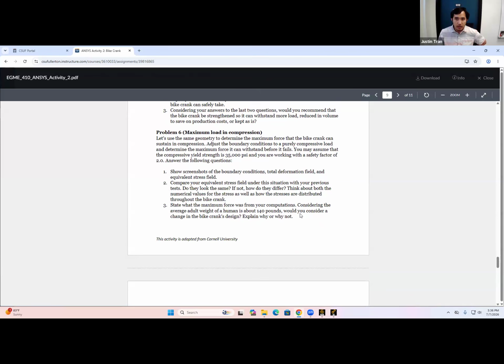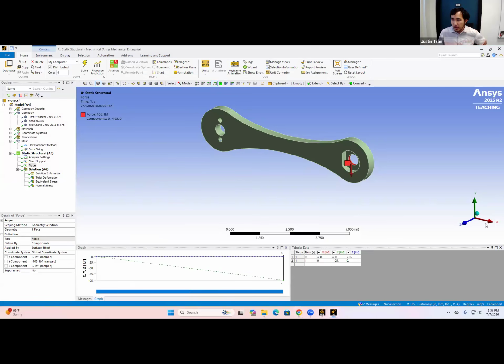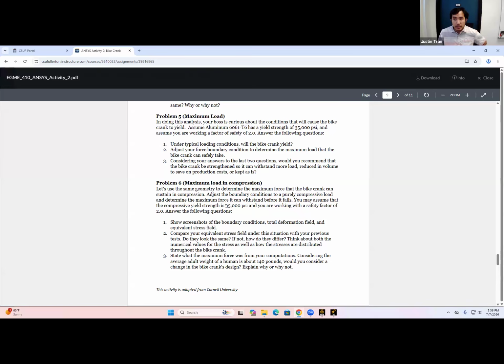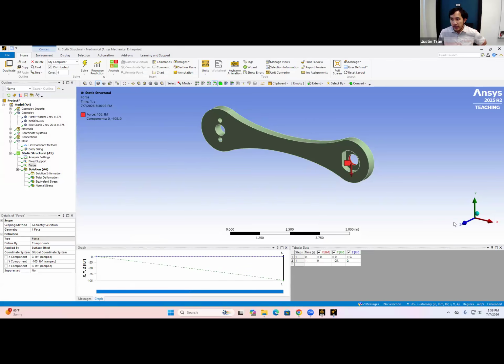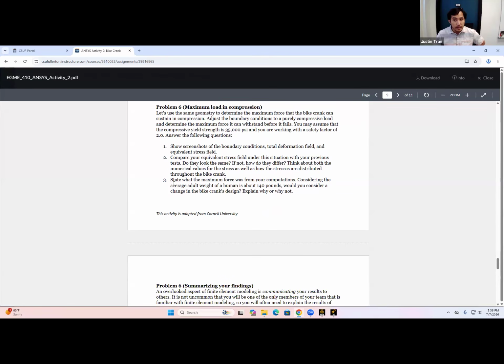Problem 6, I want you to repeat problem 5, but instead of having the force in the y direction, I want you to have the force in the x direction, specifically in the negative x direction, because that's going to put the bike crank in compression. That's the scenario where you push on the bike crank when it is either at the top or the bottom of its motion. You're going to repeat the exercise and find that maximum force, and you're going to find that it is quite different. You're going to use the same criteria, the same yield strength of 35,000 and a factor of safety of 2.0, so you're going to aim for a maximum stress of 17,500.